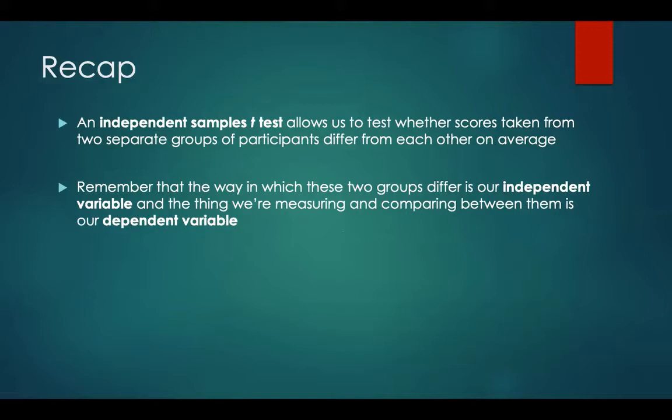So I'm going to start off with a little recap. Last week we learned that an independent samples t-test allows us to test whether scores taken from two separate groups of participants differ from each other on average. Remember that the way in which these two groups differ is our independent variable, and the thing we're measuring and comparing between them is our dependent variable.